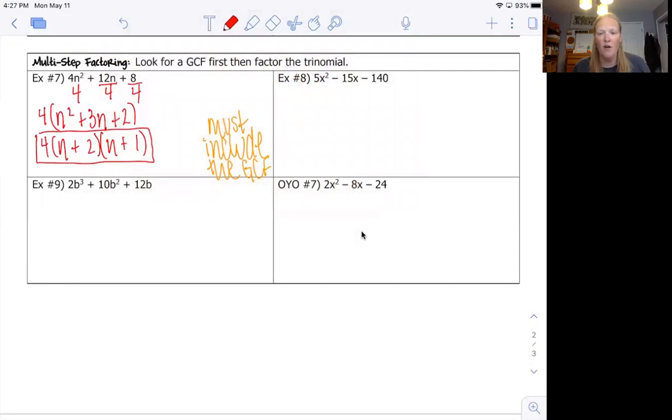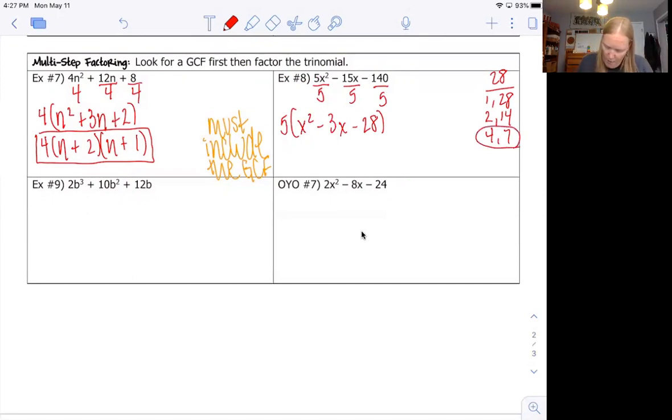What is the GCF that's common to all 3 of those terms? 5, okay. So let's pull out a 5. So I get 5 parentheses x squared minus 3x. 5 goes into 120 times, 5 goes into 48 times, so I get minus 28. Okay, so factors of 28 are 1 and 28, 2 and 14, 3, nope, not 3, 4 and 7, and I think that's it. Okay, I'm trying to make 3, so I'm gonna go with 4 and 7.